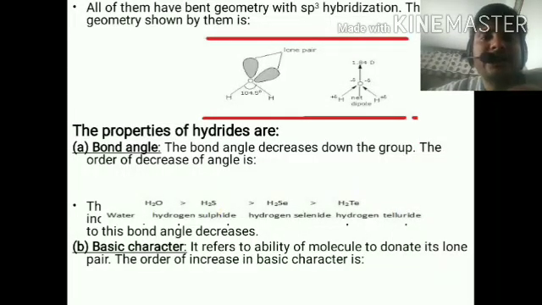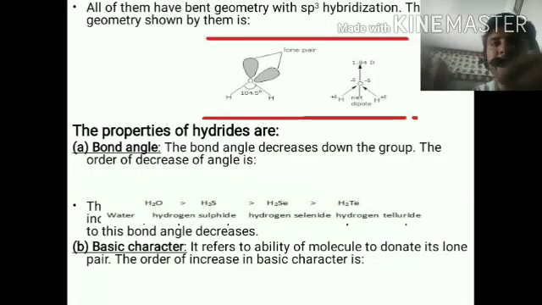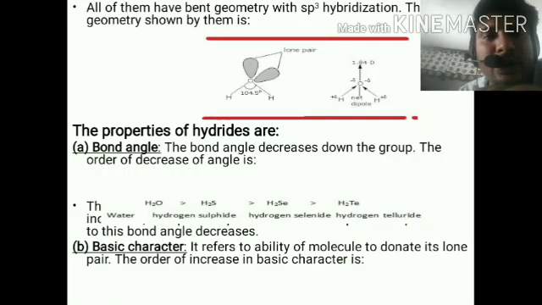The properties of the hydrides: first of all, we have to see the bond angle. The bond angle decreases down the group because, in the case of hydrides, when we move from top to bottom, size increases, so the repulsion between the lone pair and the bond pair decreases. That's why the bond angle also decreases. This is the order of bond angle: H2O has the highest bond angle, 104.5, then H2S, then H2Se, then H2Te. The bond angle decreases.